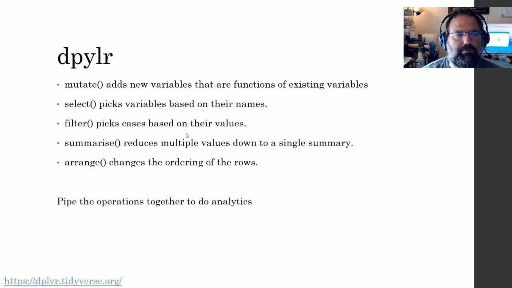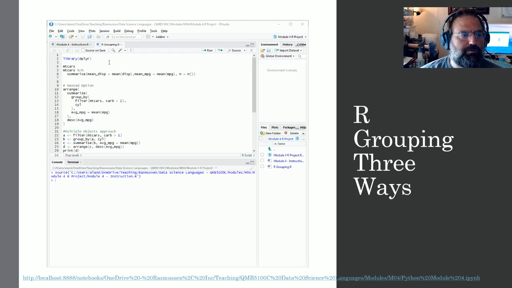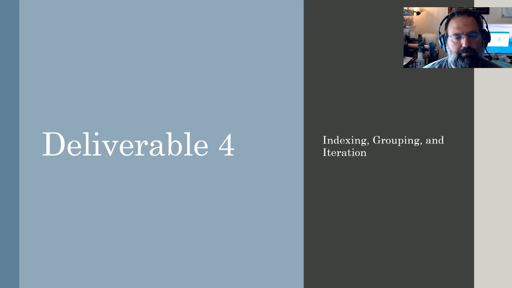Mutate allows you to add new variables that are functions of existing variables. Select is what you would think. It's essentially projection in the SQL sense. Filtering filters things out. Summarize produces an aggregate, and then arrange is ordering the results. So pretty much what you would expect. We've already talked about that.